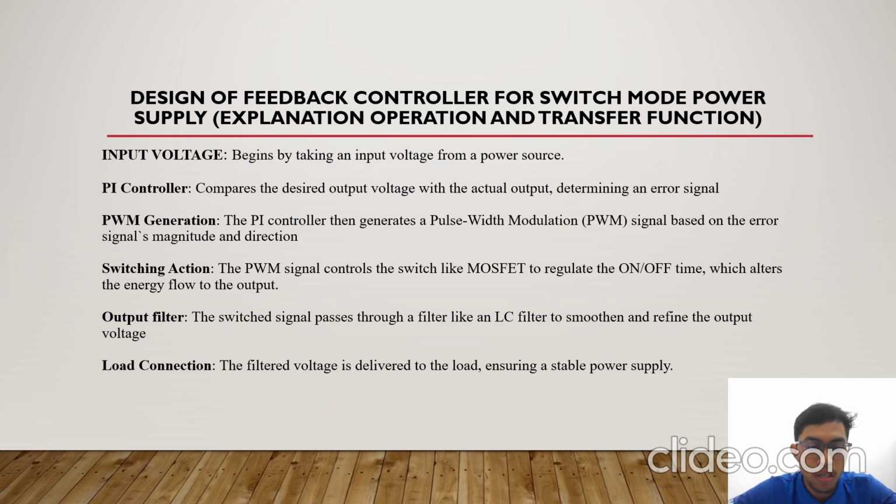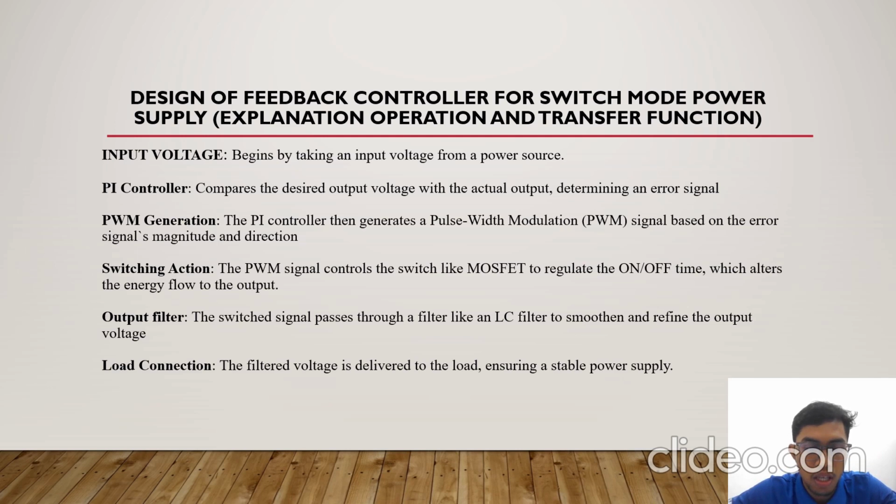It also employs this error signal, and the pulse width modulation (PWM) circuitry shapes the on and off pattern of the switch, similar to a MOSFET or BJT. The switching mechanism controls the energy flow, modulating the input voltage in tandem with the PWM signal characteristic. Following this modulation, the signal travels through an output filter, commonly called an LC filter, which refines and smooths the output voltage by mitigating the high frequency components. Last but not least, this regulated voltage is directed into the load to ensure a stable power supply.